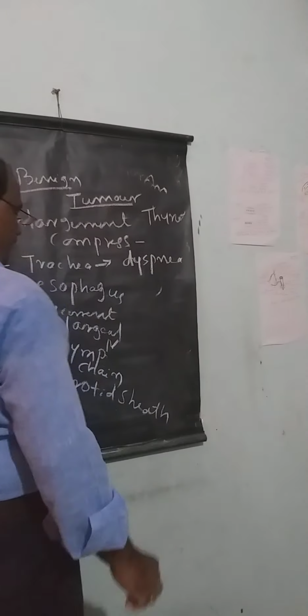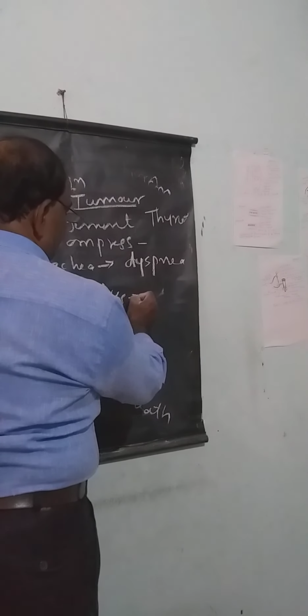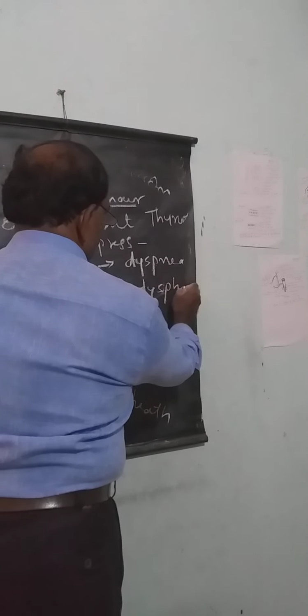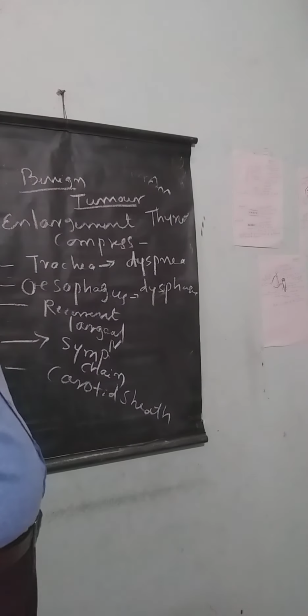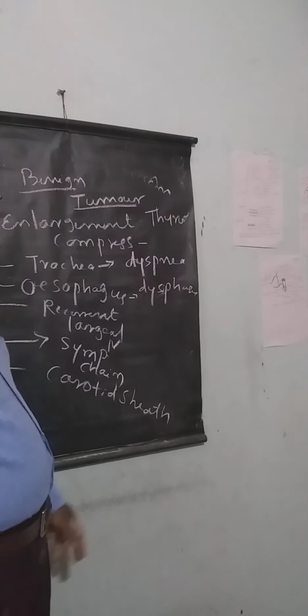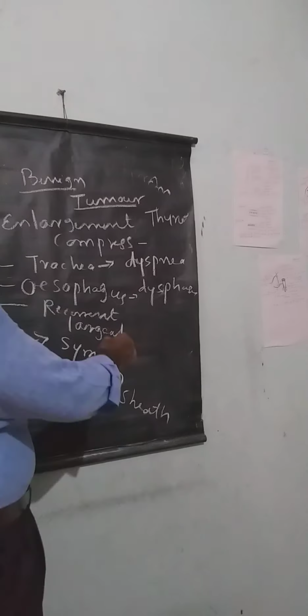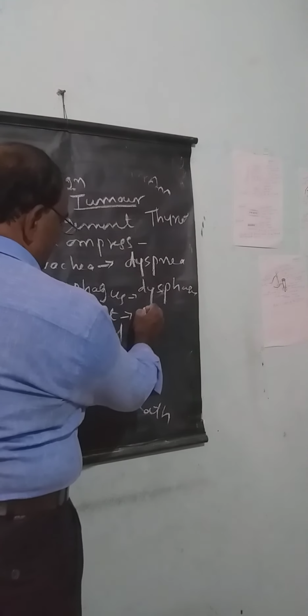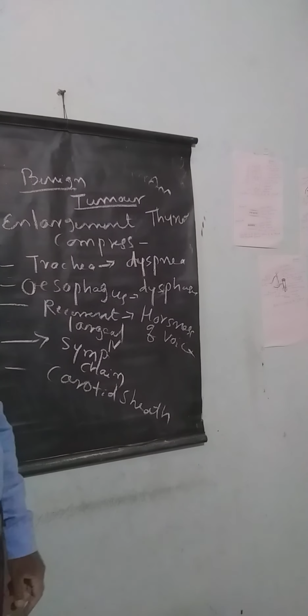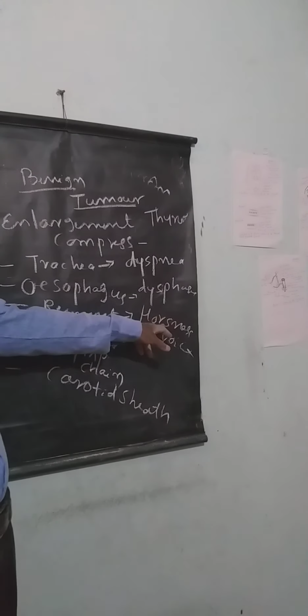If the esophagus is compressed, that's called dysphagia. Dysphagia means difficulty in swallowing. Then the recurrent laryngeal nerve: the voice will become hoarse. If the recurrent laryngeal nerve is compressed, there is a hoarseness of voice.